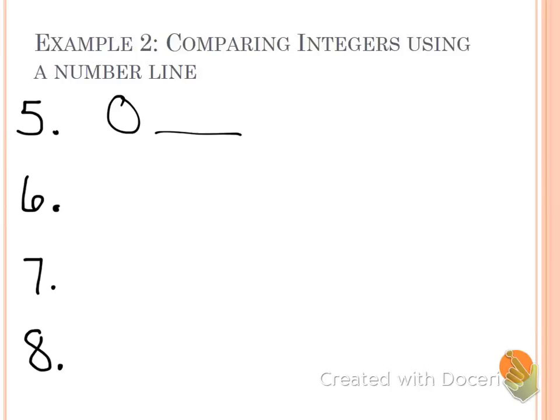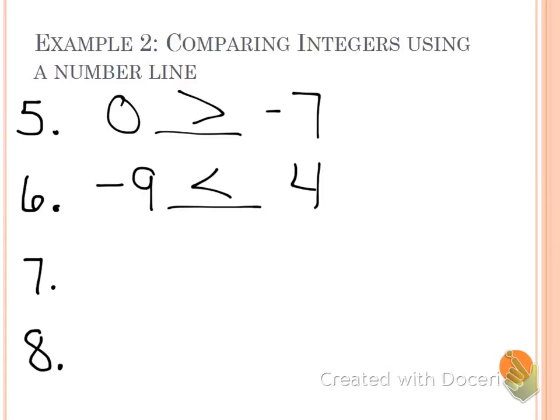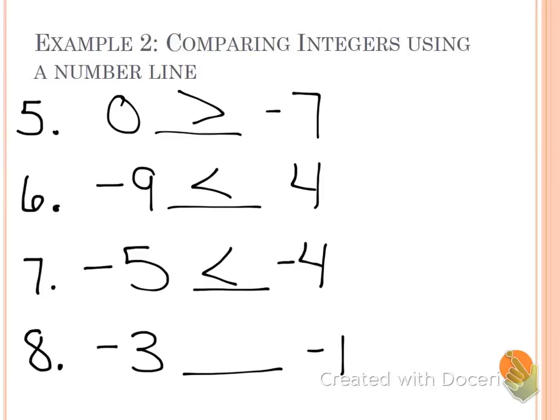Okay, so number 5, 0 is what? Greater than or less than negative 7? Greater than. Very good. 0 is greater than any negative number, right? Okay. What about negative 9 and 4? 4 is larger, right? Negative 9 is less than 4. We read it left to right. Number 7, negative 5 is less than negative 4. And number 8, negative 3 is greater than negative 13. Who got them all right? Everybody get them all right? Very good. Okay, so that's example 2, comparing integers using that number line.